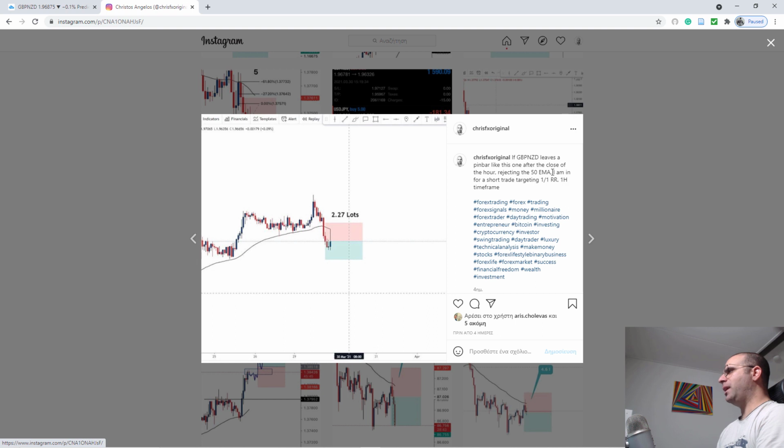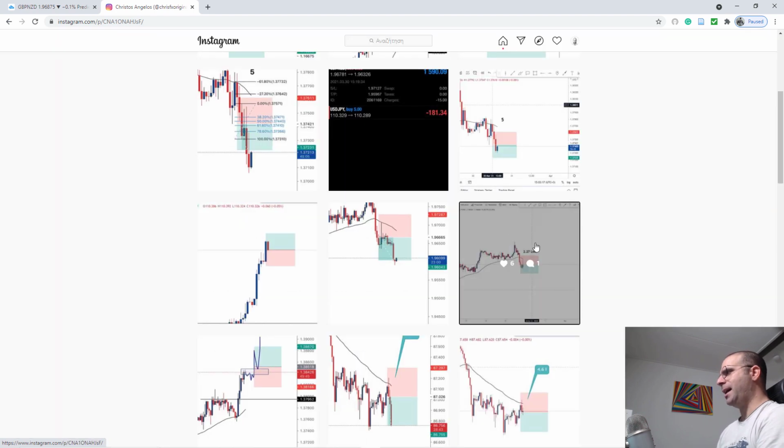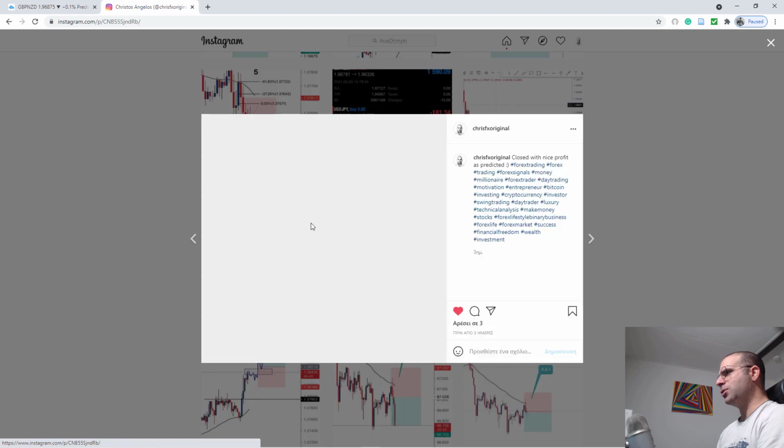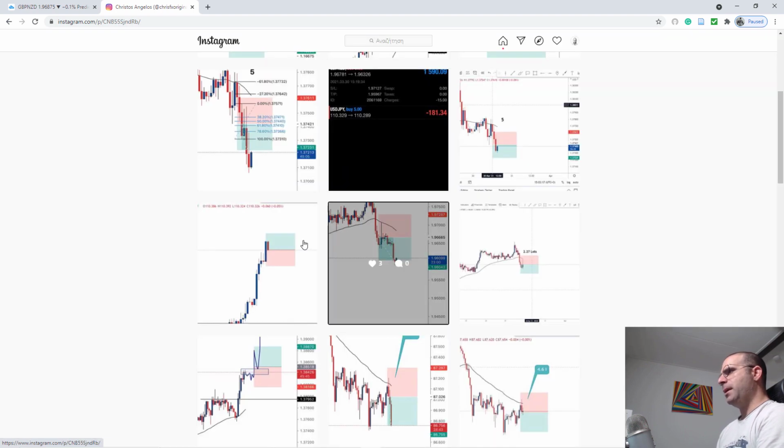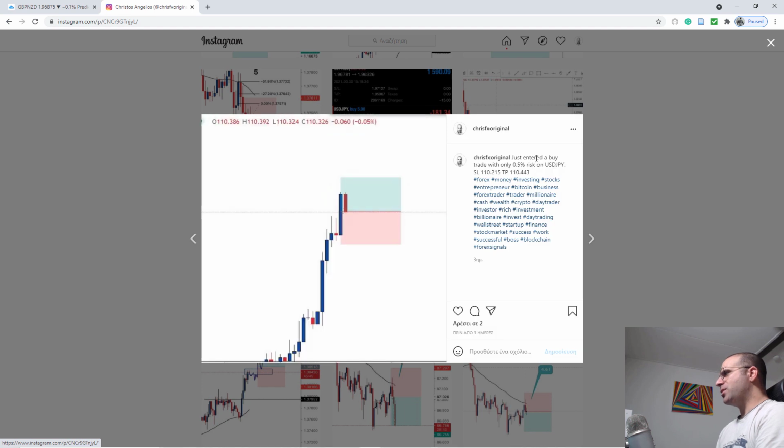If it leaves a pin bar like this one after the close of the hour rejecting the 50 EMA, I am in for a short trade targeting 1-to-1 risk to reward, 1 hour time frame. Again, I entered, it's the same trade you can see over here, and we won the 1-to-1. Pretty simple. Here, I said just entered a buy trade with only 0.5% risk on USDJPY.